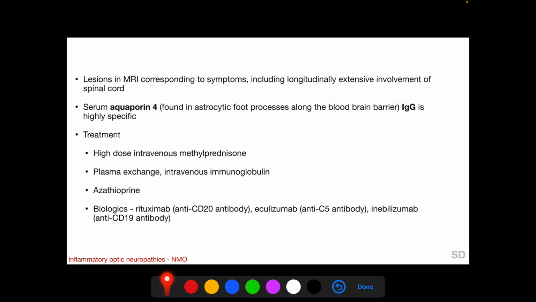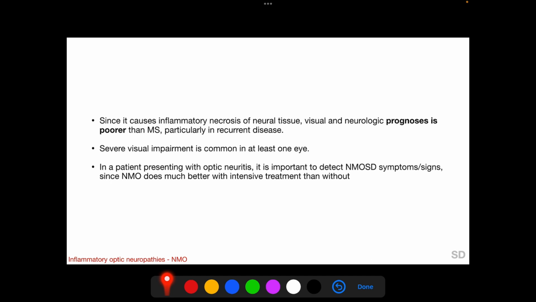Since it causes inflammatory necrosis of neural tissue, NMO causes necrosis of the tissue. Visual and neurologic prognosis is poorer than MS, particularly if the disease is recurrent. Severe visual impairment is common in at least one eye. In a patient presenting with optic neuritis, it is important to detect NMOSD symptoms and signs, the core clinical features.